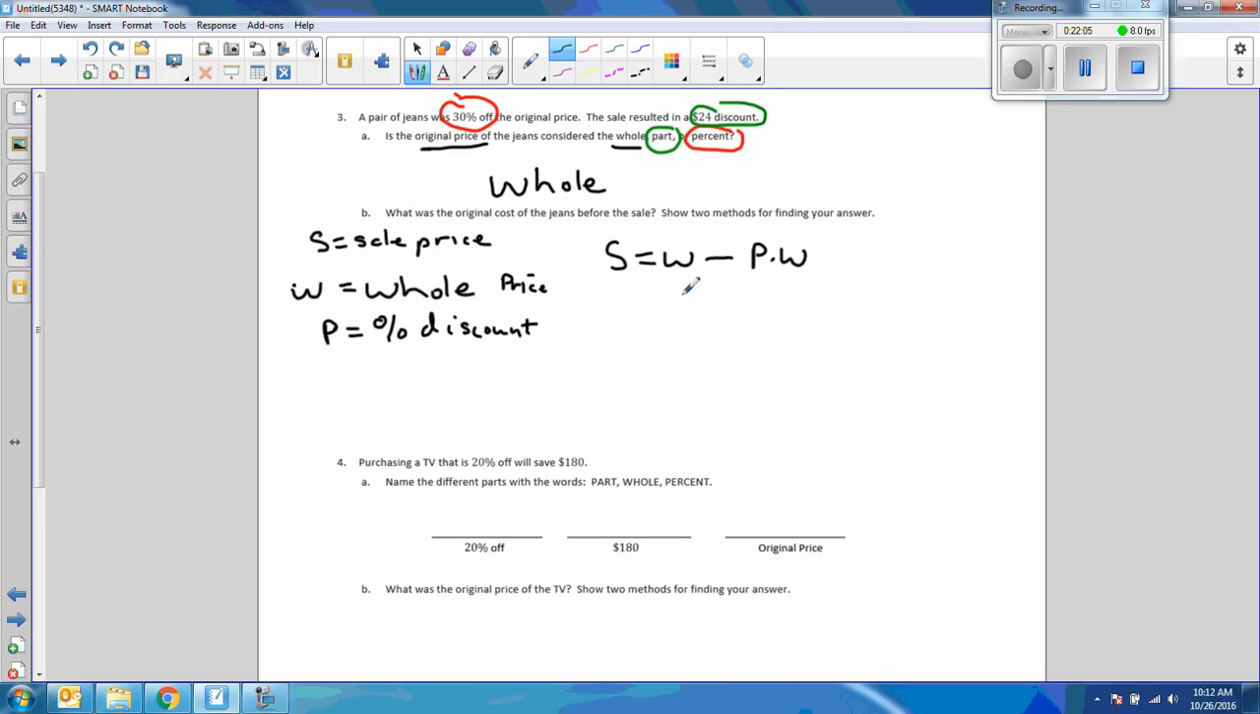So what was the original cost of the jeans before the sale? So we know the jeans were 30%, and that's our percent discount. So that's 30 over 100. That's our P. Okay, I'll put that in parentheses. The sale resulted in a $24 discount. What was the original cost of the jeans before the sale? So the whole price, we don't know, but we know the sale price resulted in a $24 discount.